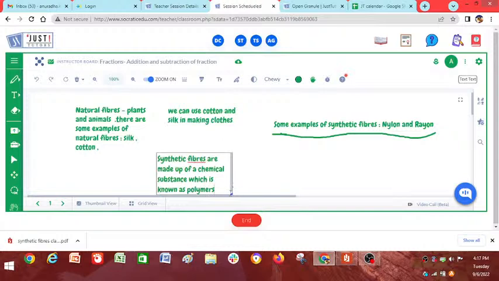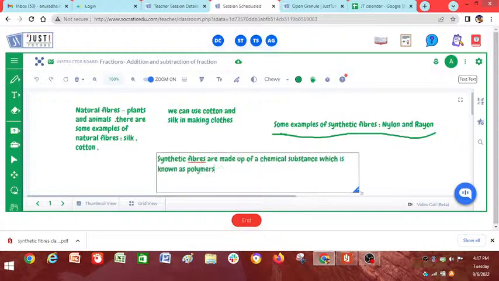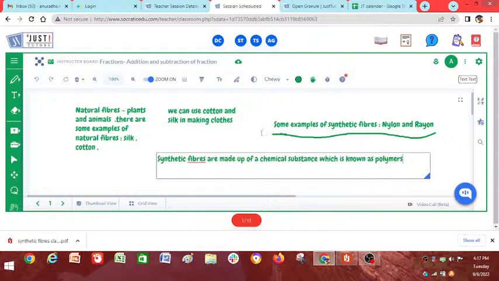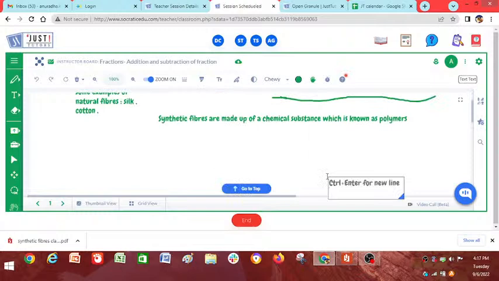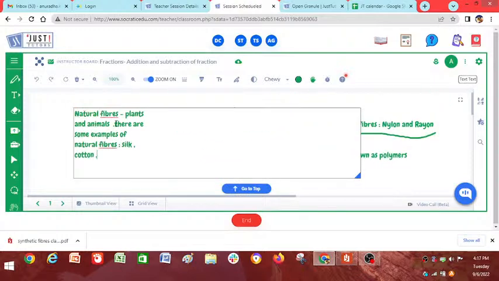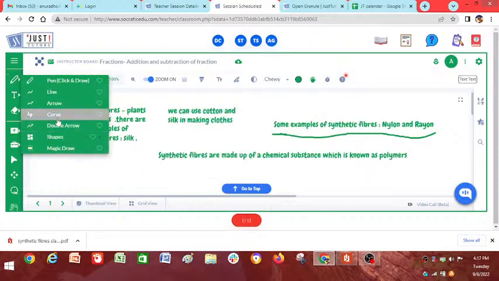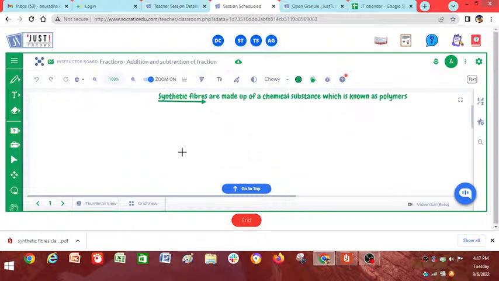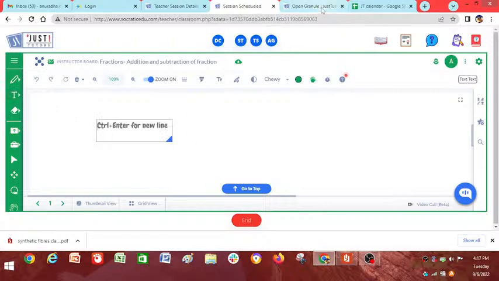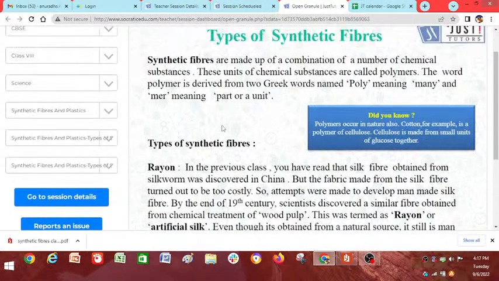Okay, let me enlarge this. So I hope you get it. Synthetic fibers are made up of chemical substance which is known as polymers, and we have learnt about natural fibers, and then we learnt about synthetic fibers. So now let's move to the next part. Now we will see here.